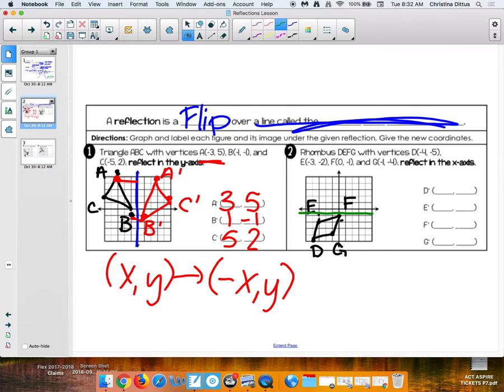Frustrating. No, we're not going to do it again. Because if I do the same distance from my axis, F is 1 away, so we're going to be 1 up, which is right there. E is 2 away, so we're going to be 2 up. Etc., etc. You finish your picture.